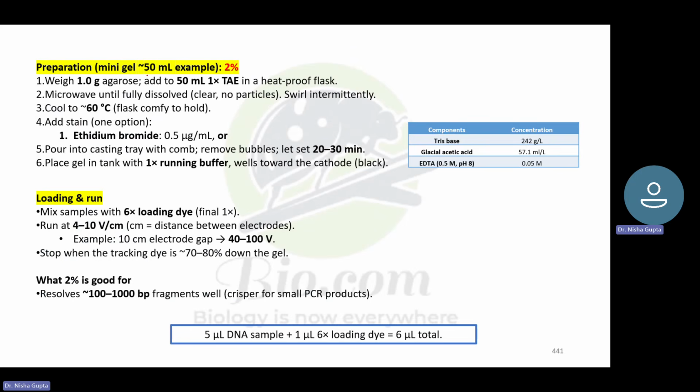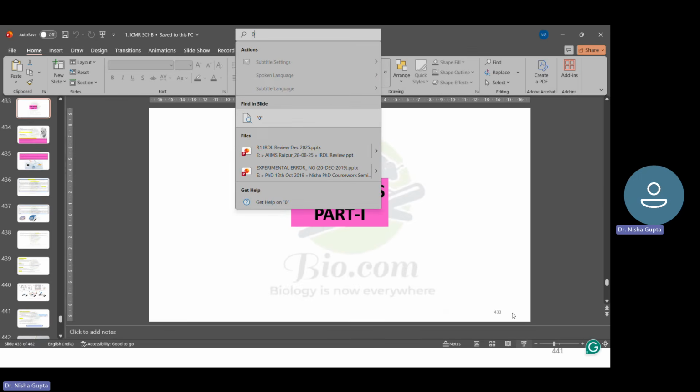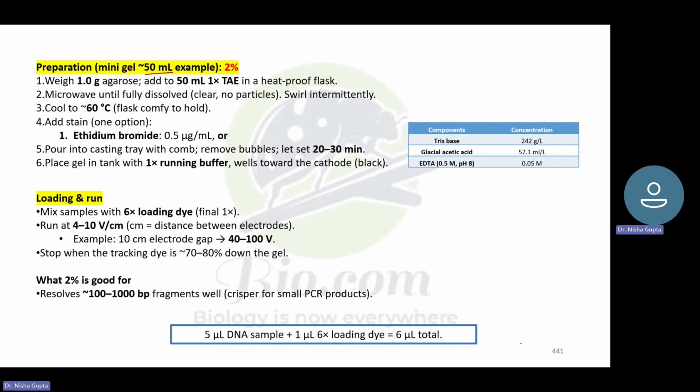If you want to prepare a mini gel, let's suppose 50 ml at 2% concentration, then you will weigh 1 g of agarose. You will prepare 50 ml of 1x TAE and then dissolve it, microwave it so that your agarose fully dissolves, clear, with no particles remaining. You will swirl and check, then cool it down and add ethidium bromide for staining and visualizing your DNA. As ethidium bromide is carcinogenic, a lot of care is required while handling it, right?